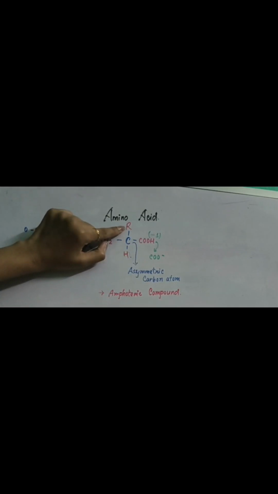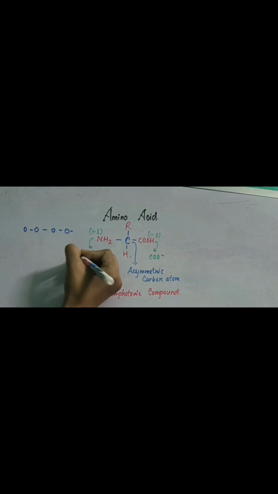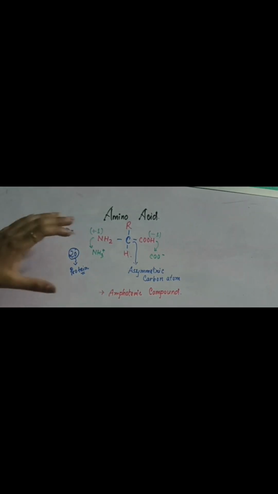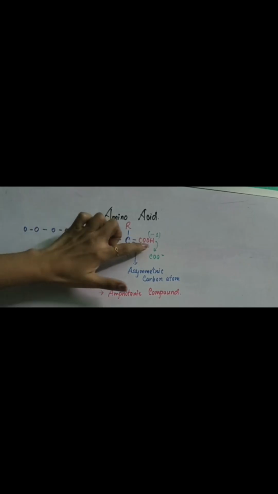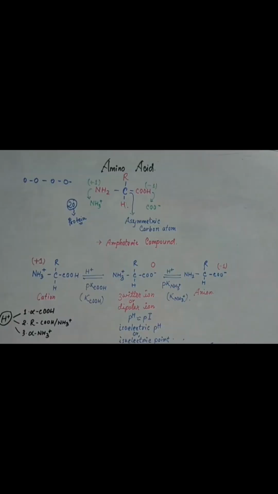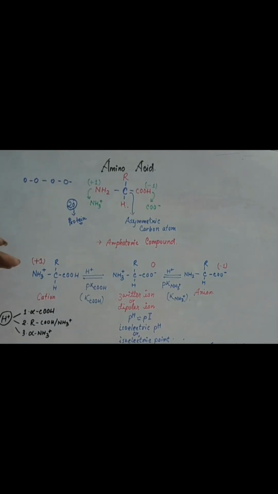Based on this R group or side chain, there are basically 20 amino acids that are naturally found, which finally form the different protein structures in our body. Now, due to the presence of both basic and acidic groups in the amino acid structure, this compound is termed an amphoteric compound. And because of the presence of both charges, this amino acid exists in three forms. Either it is cation, zwitterion, or anion.